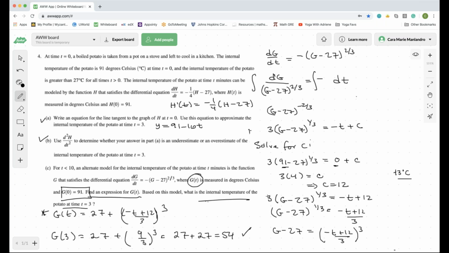All right, everybody good? Happy differential equations? Awesome.